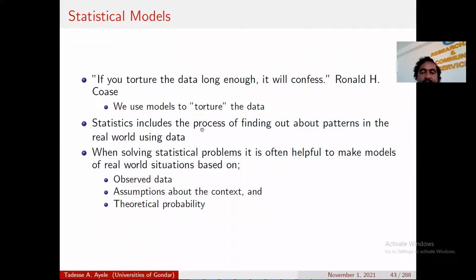So statistics includes the process of finding out about patterns in the real world using data. When solving statistical problems, it is often helpful to make models of real world situations based on observed data, assumptions about the context, and theoretical probability.